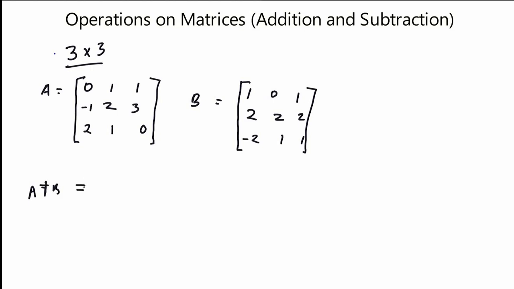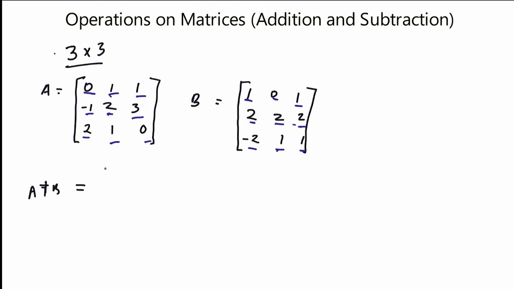then like we said in our previous video on a 2 by 2 matrix, we are adding elements that are in the same position. So 0 will be added to 1, 1 will be added to 0, 1 will be added to 1. Then on the second row, minus 1 will be added to 2, 2 will be added to 2, and 3 added to 3. Then lastly on our third row, 2 will be added to 2, minus 2 will be added to 1, lastly 0 added to 1, so that we'll have this looking like this.